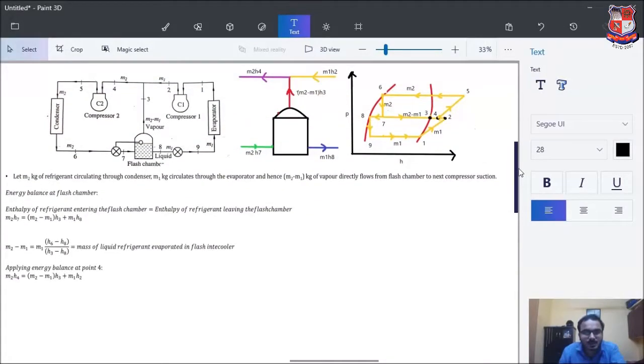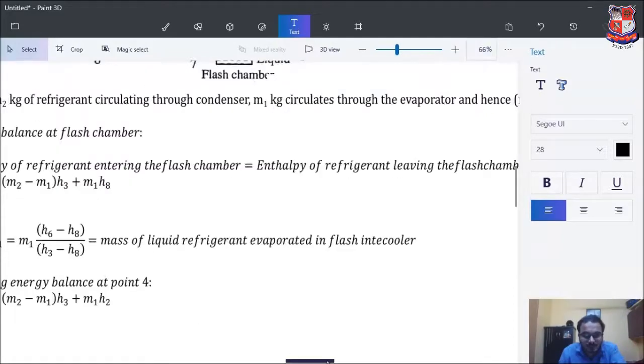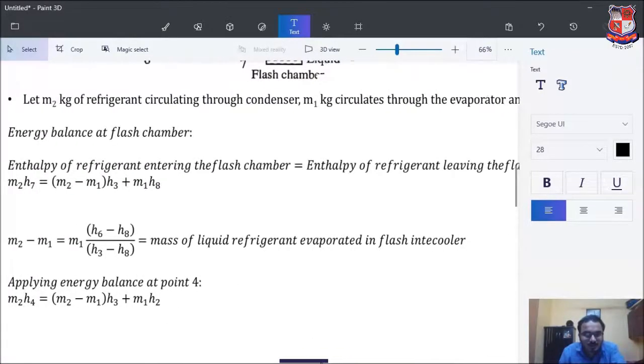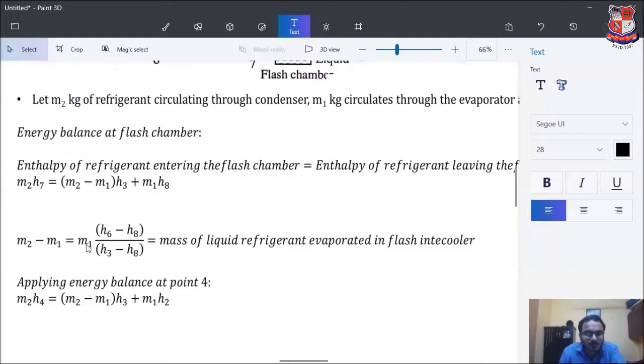So as you can see, M2 into H7 is equal to M2 minus M1 into H3, that is this green is equal to this red plus this blue. Okay, now the remaining things are very easy to understand, that M2 minus M1 is equal to M1 into H6 minus H8 divided by H3 minus H8 is equal to mass of liquid refrigerant evaporated in the flash cooler. And I also suggest you that this is quite easy thing and you can do it by yourself.